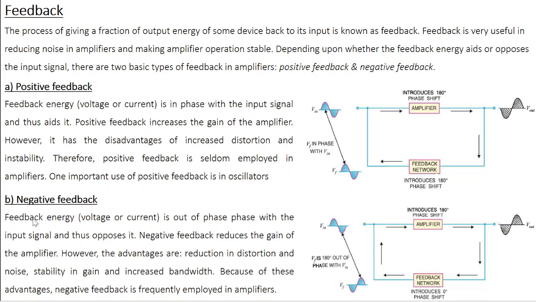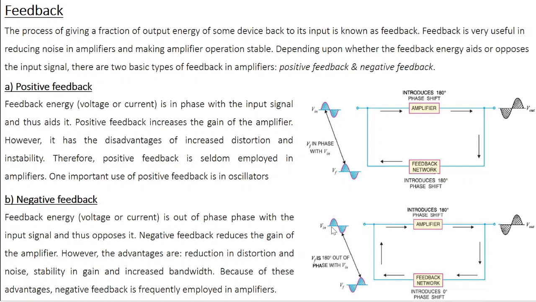Negative feedback. Here the feedback energy is out of phase with the input signal and thus opposes it. So once again, if you look at the diagram, the amplifier introduces a phase shift of 180 degrees between the output and input. Part of the output is given back to the input of the amplifier through a feedback network, but here the feedback network doesn't introduce any phase shift. So the total phase shift between the feedback signal and the input signal is 180 degrees.